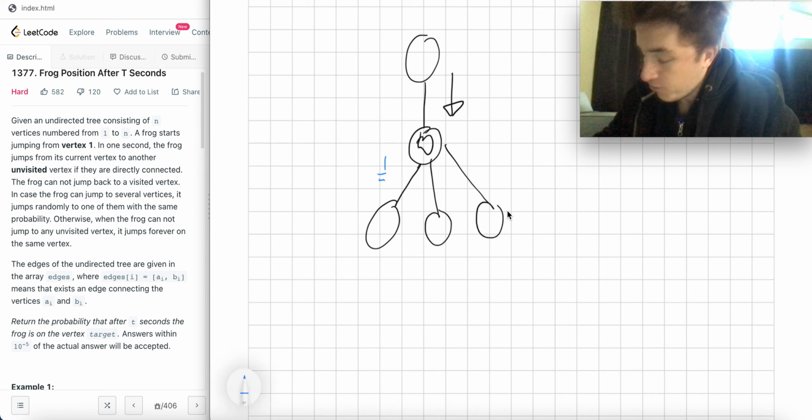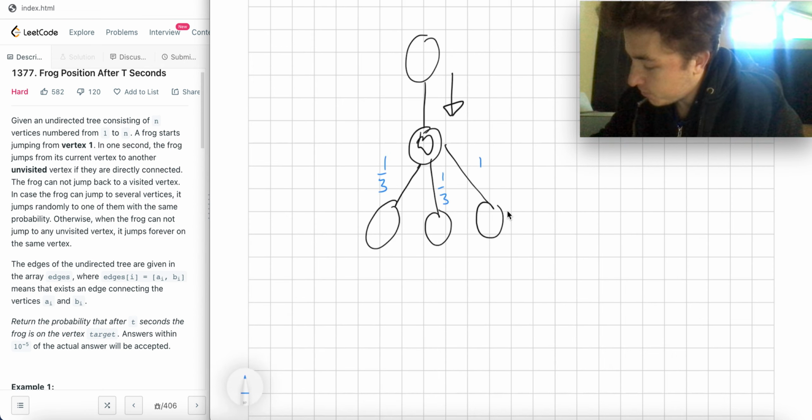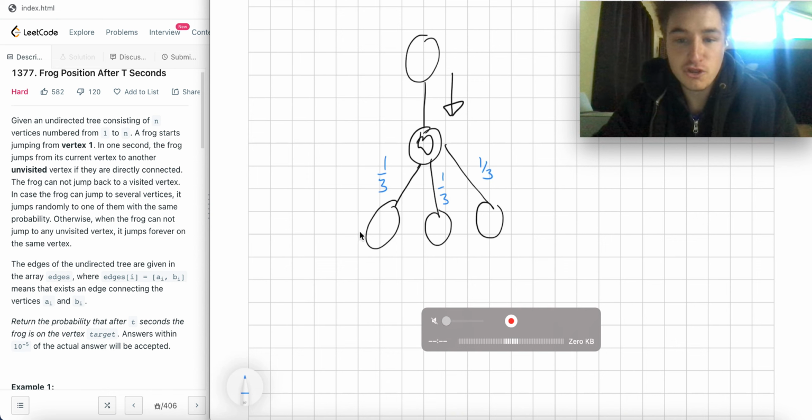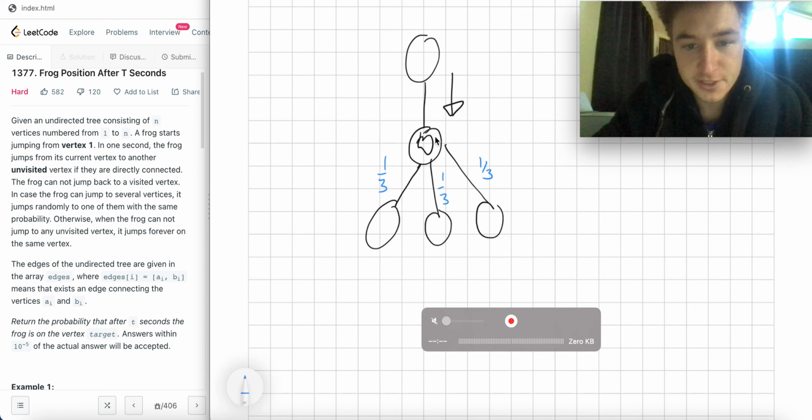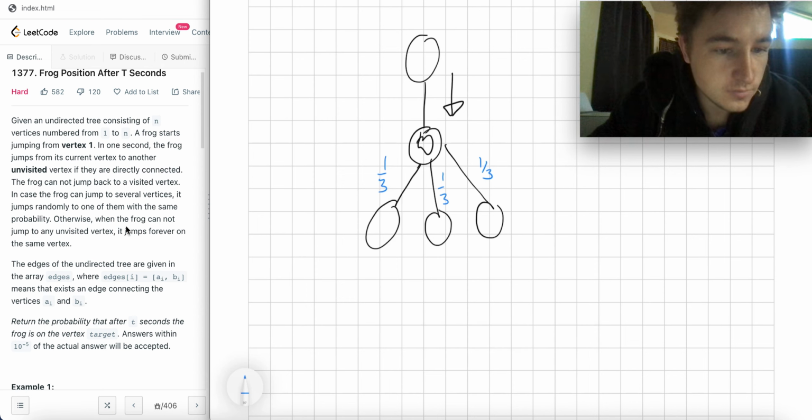So with 1/3 chance, it'll go down this way. With 1/3 chance, it'll go down this way. And with 1/3 chance, it'll go down this way. So there's a 33% chance that I jump to this left one, to the center one, or to this right one from this state that I'm at currently.